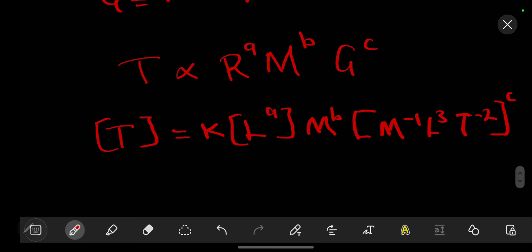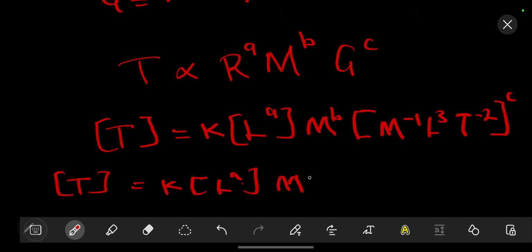Then we are going to simplify where possible. So this is the same as having our T on this side equal to k. Then we have L to the power a. Then we have m to the power of b. Then this power c can be distributed. So we have m to the power negative c. Then c times 3 will be L to the power 3c. Then T negative 2 times c will be T raised to the power negative 2c.